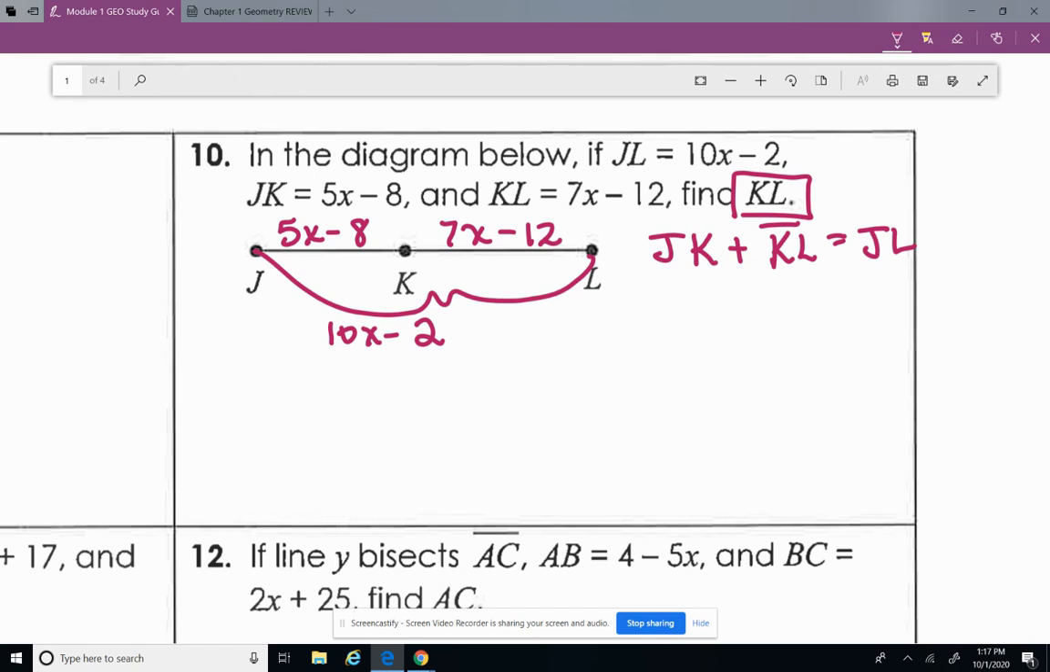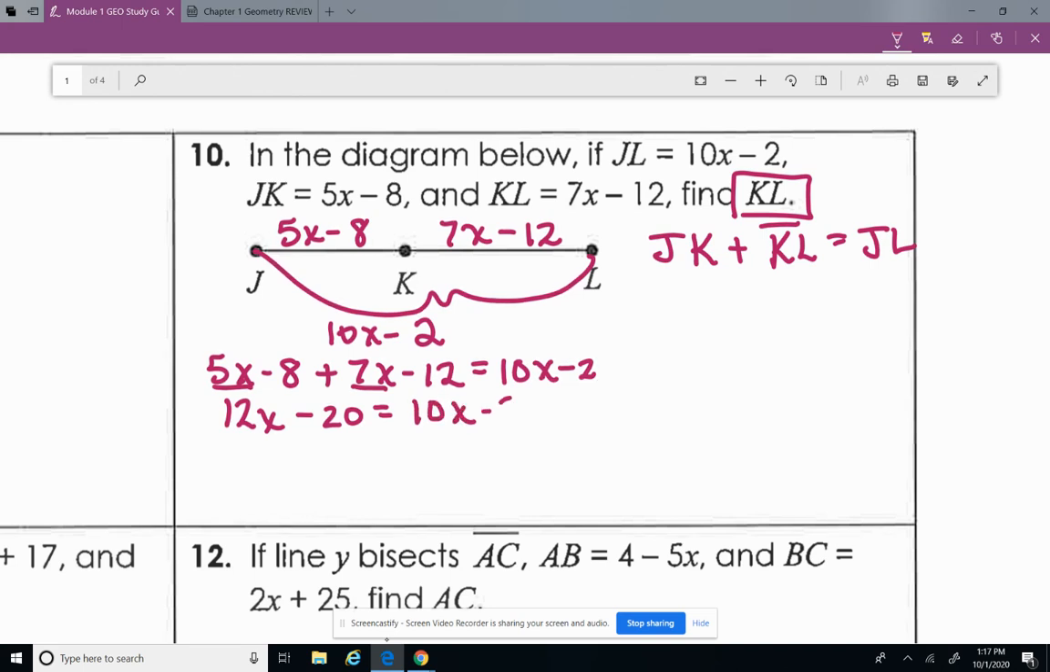Okay, so we're going to substitute. For JK, we're going to put 5x minus 8. For KL, we're going to add 7x minus 12. We're going to set it equal to JL, which is 10x minus 2. All right, we're going to combine like terms on the left. 5x and 7x make 12x. And then negative 8 and negative 12 make negative 20. Just going to bring the rest of it down.